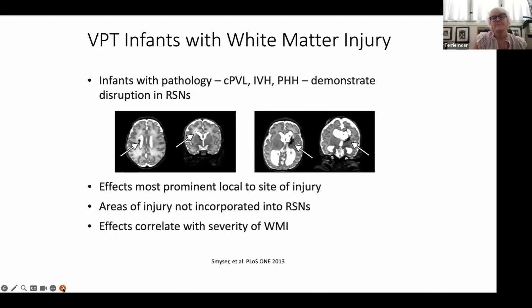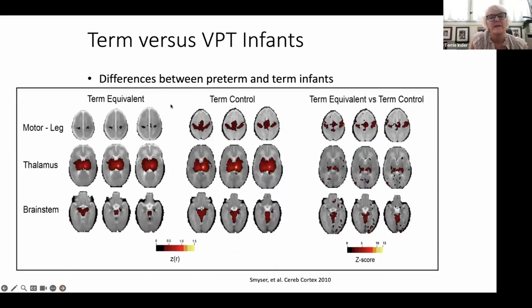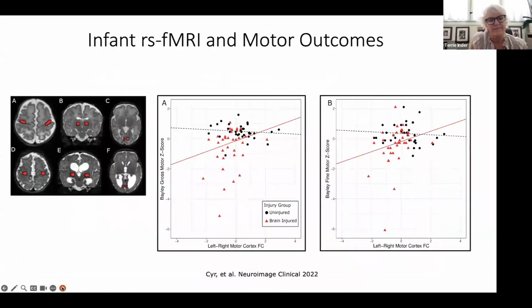But things interrupt them. And one of those is white matter injury. And so if there is even just a focal area of white matter injury, we can see disruption in the networks around that area. And this is just comparing term babies, term equivalent babies and term controls. We can see gaps that exist even between premature babies with and without white matter injury.